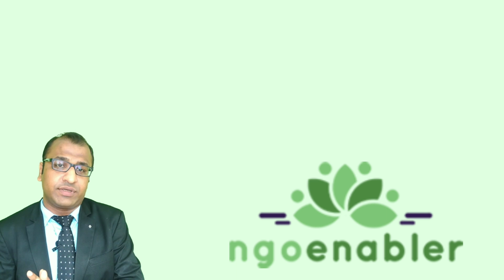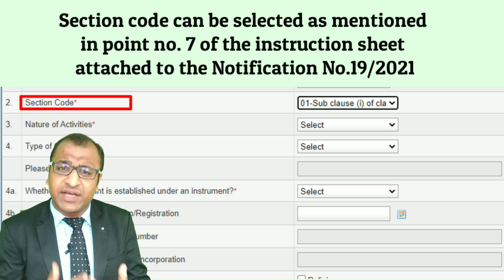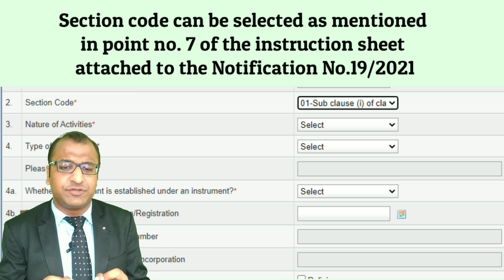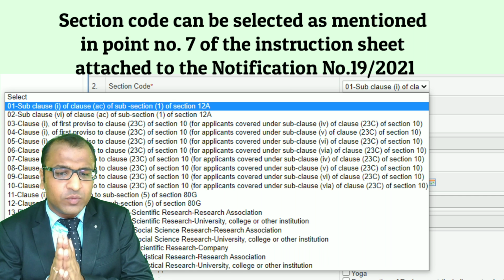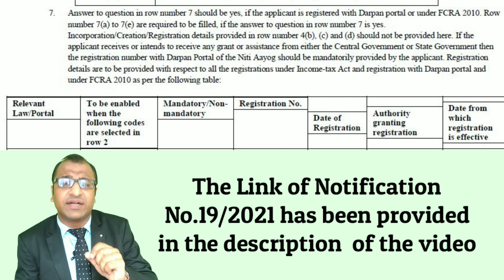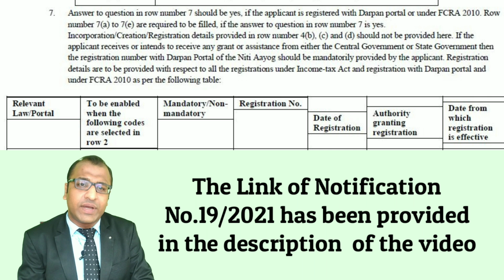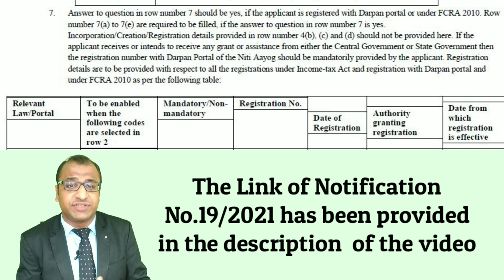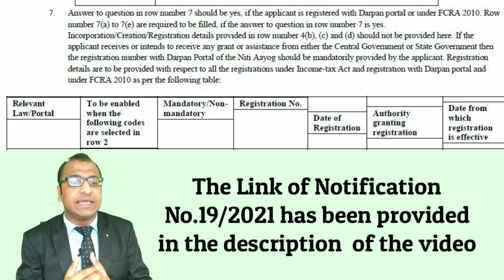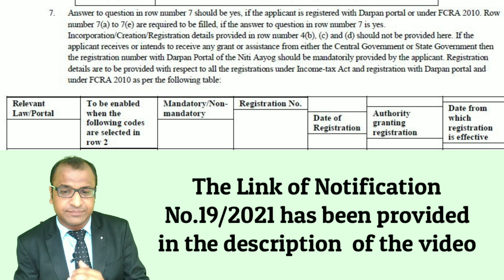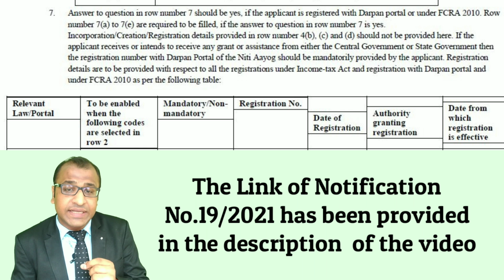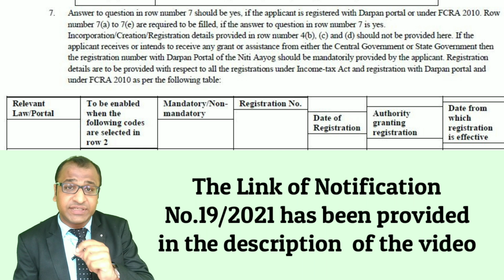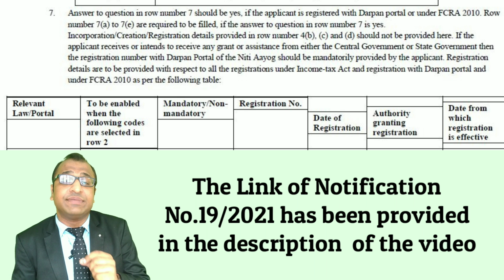Next comes the section code, where the section under which we are making an application has to be selected from the drop down list. The details of the section code which is to be selected for registration under the relevant sections has been provided in point number 7 of the instruction sheet attached to Form 10A in the CBDT notification.